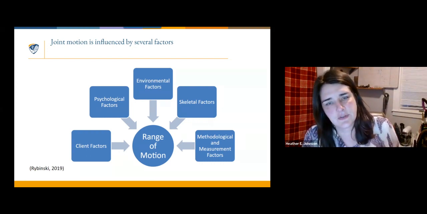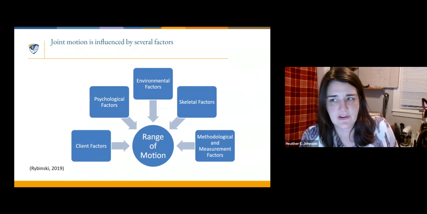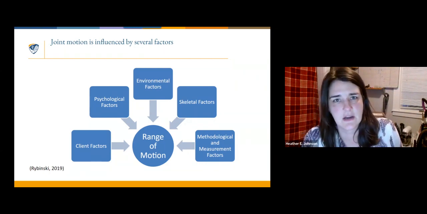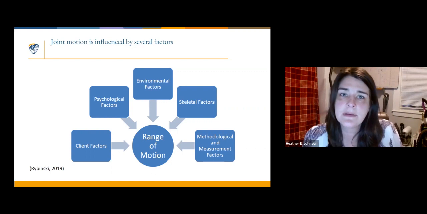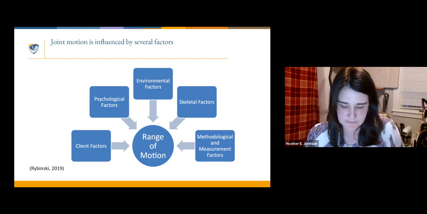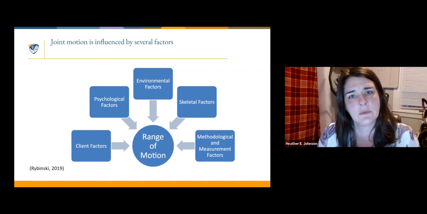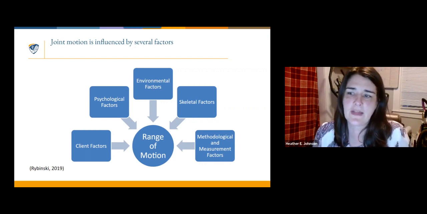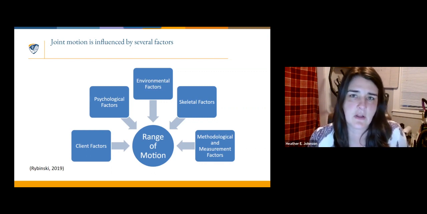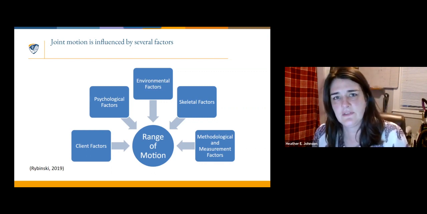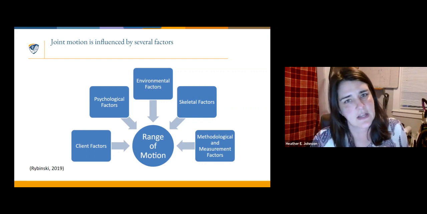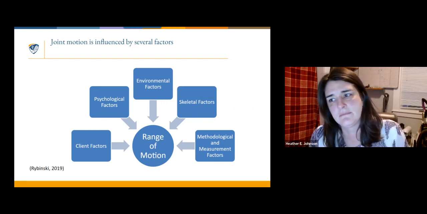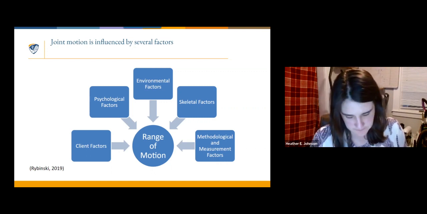Psychological factors include the client's emotional state at the time. Are they anxious? Are they fearful of movement because they're afraid of pain? Many clients may do guarding, which is a tightening of the muscles to protect against injury. If your client has cognitive impairments, that could affect their ability to follow directions. And all of these psychosocial or psychological factors can make range of motion assessment results invalid.